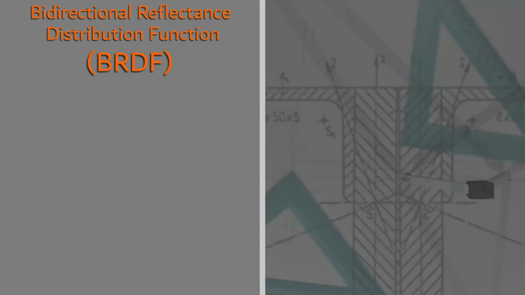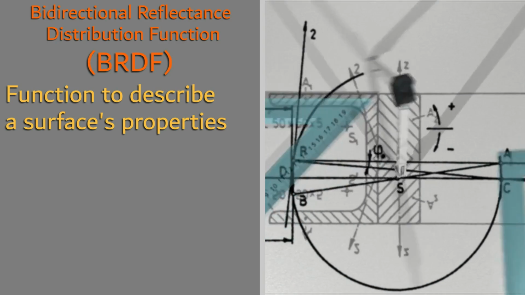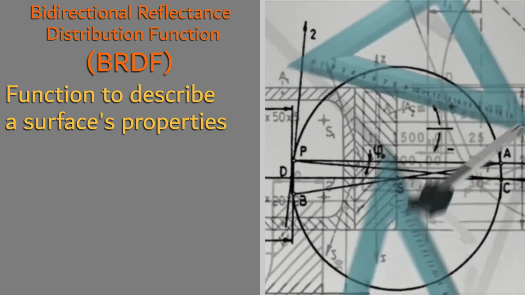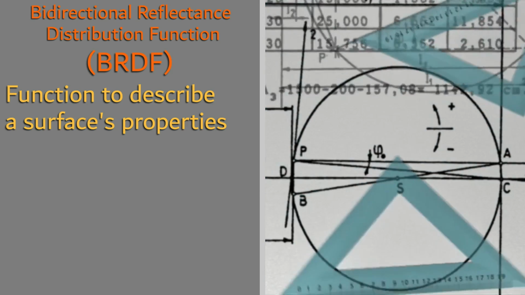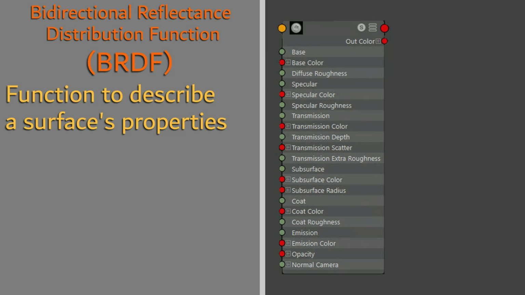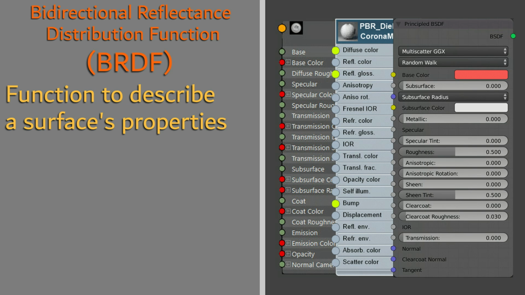The bidirectional reflectance distribution function, or BRDF, is a big, long, and frankly intimidating name. However, if we break it down, we can see that it is just a function that is used to describe the reflectance properties of a surface, or how light interacts with a surface. There are many common BRDFs for use already in 3D applications.